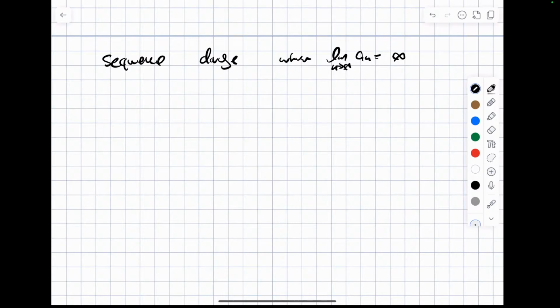When they fluctuate, for example, -1 to the n. So you get -1, +1, -1, +1, -1, +1. It's oscillation. So those are two things.